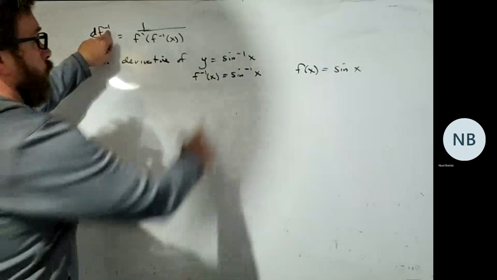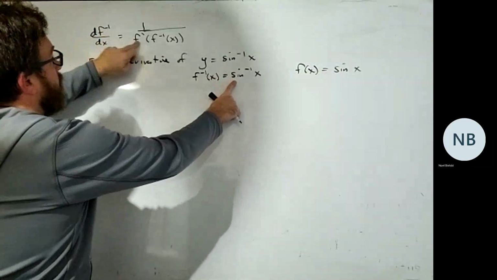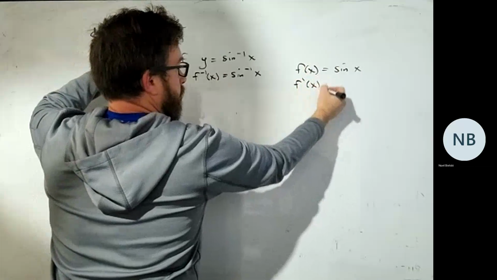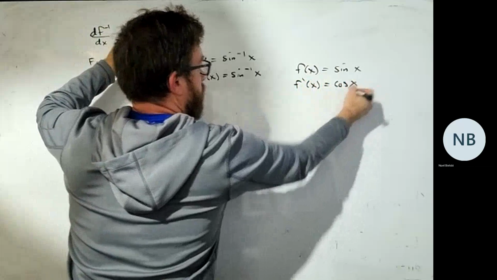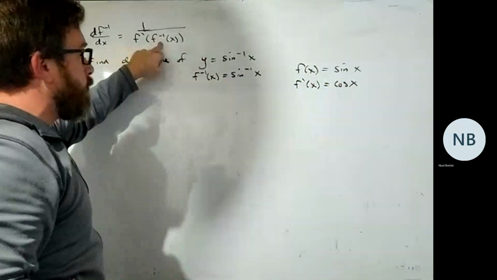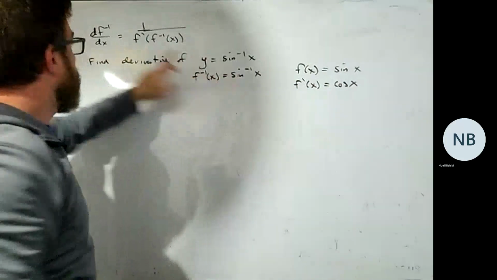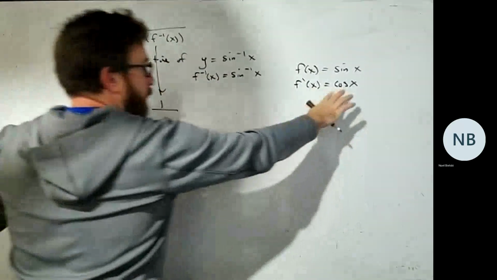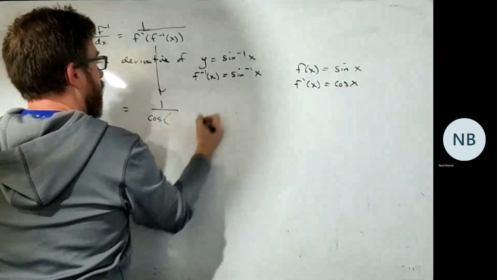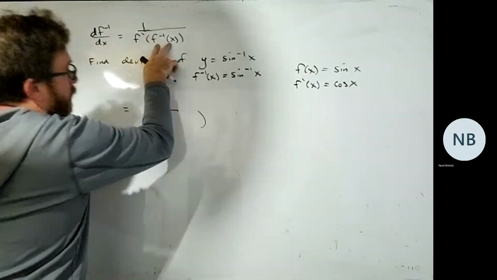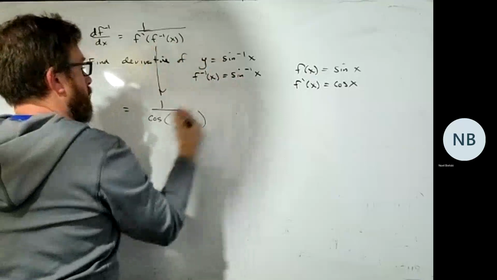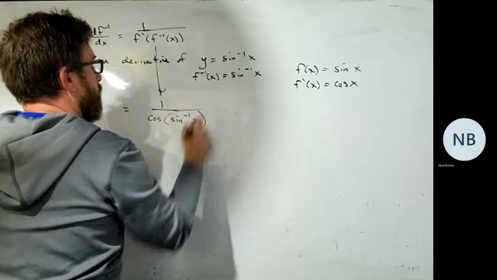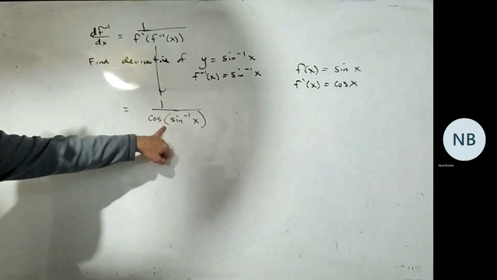In order to find the derivative of this thing, I'm going to need to know the derivative of f. So I'm going to need to know f prime of x, which we know is the cosine of x. And I'm also going to need f inverse of x, which is this thing. So when we set this up, this is equal to 1 over f prime, which is the cosine of f inverse, where f inverse is the sine inverse. So this is the cosine of the sine inverse of x. It's the composite of those two functions.